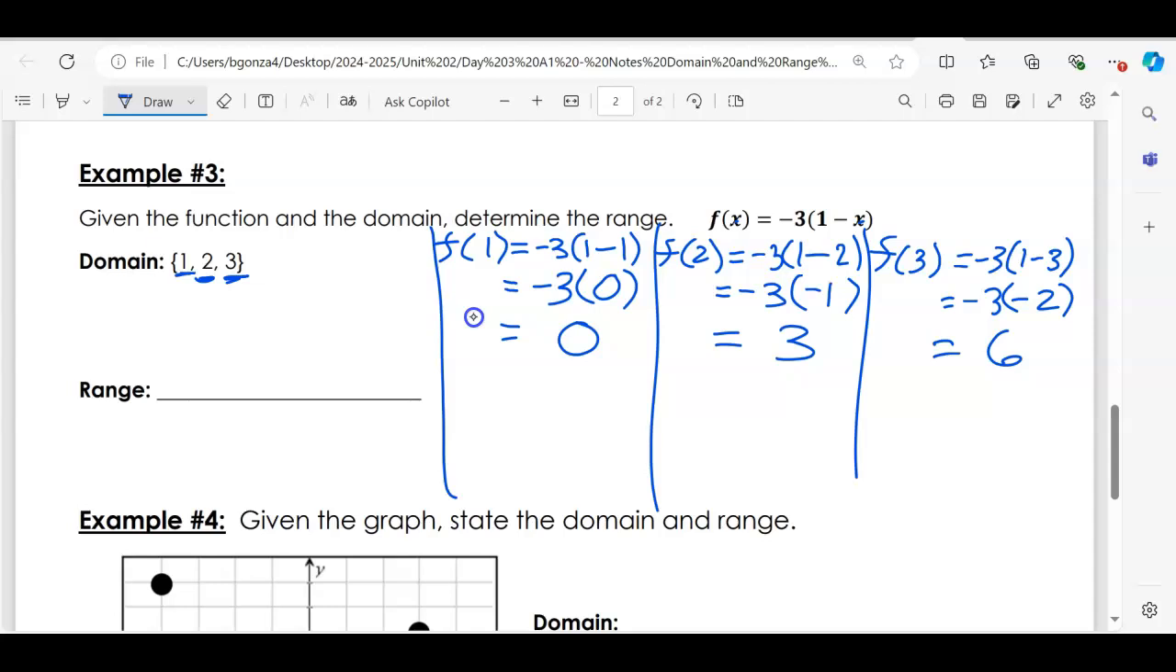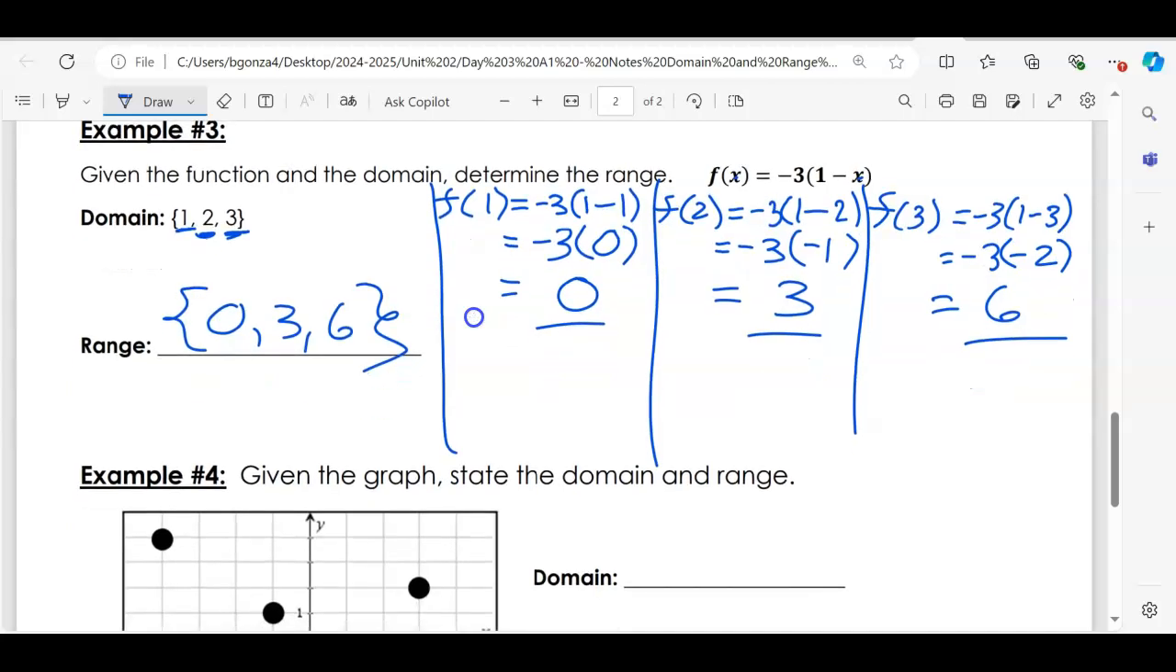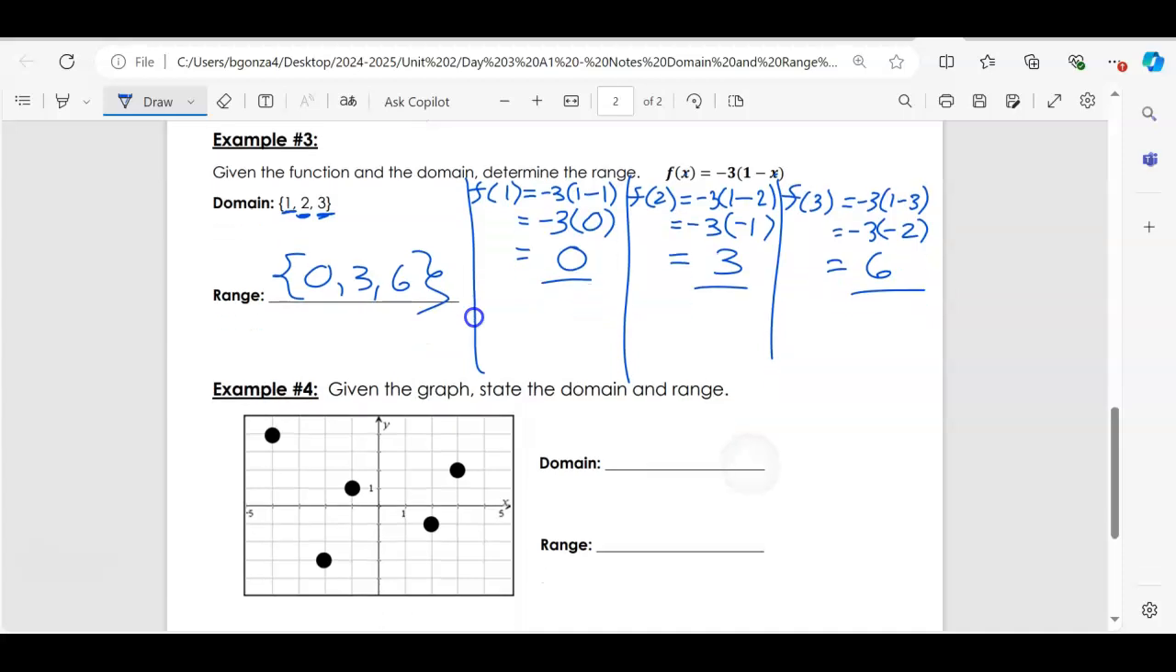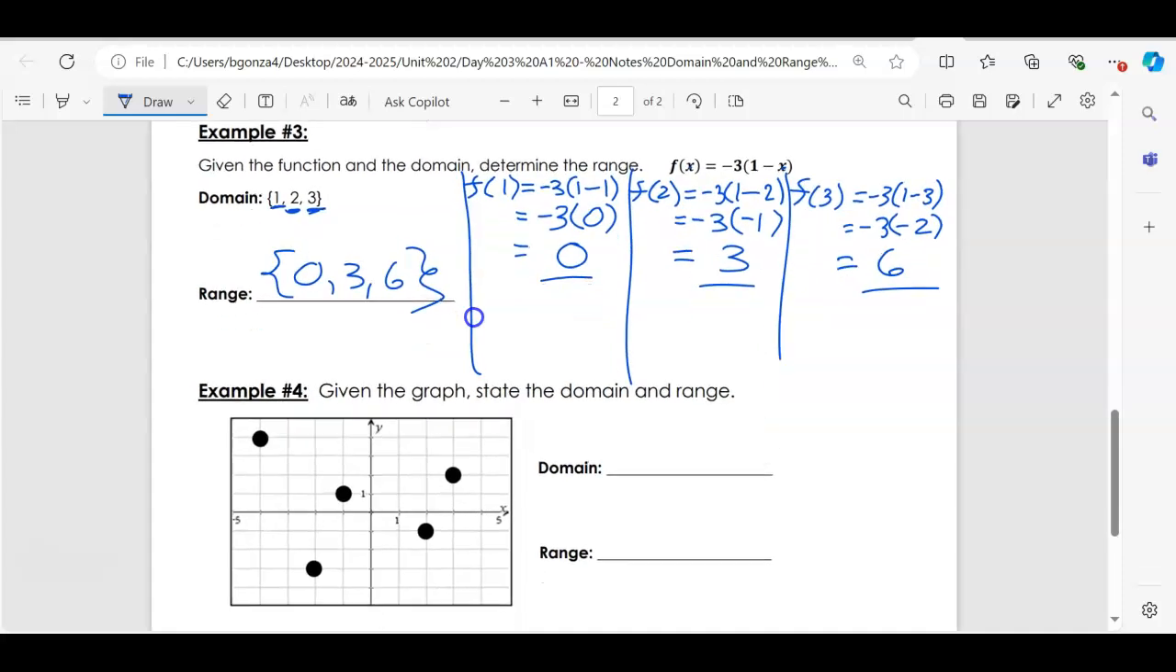Boom! So we have 3 y values now. Okay? So can you write that as a range? We know the domain is 1, 2, 3. We're going to write it as a range. So go ahead and put bracket, and the least to greatest without repeating is 0, 3, 6. Okay? See if you can already try that next graph. Example 4. Okay?